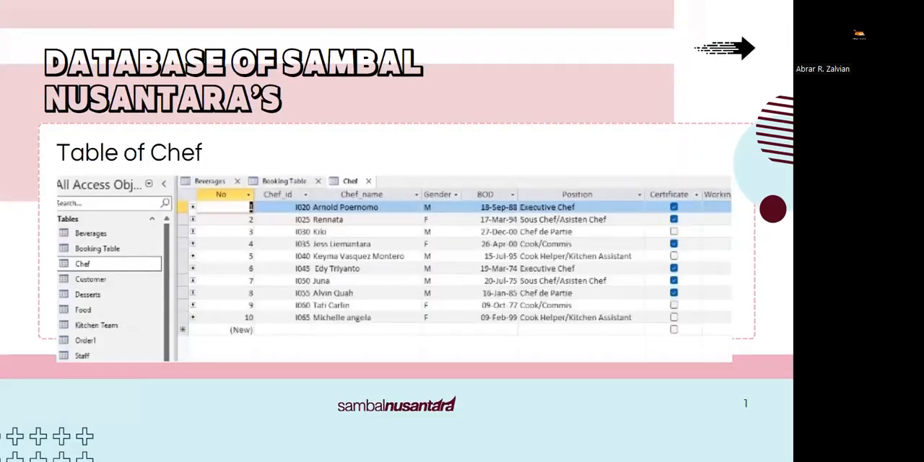Next slide. The third is table of chef. In chef data, we provide general data regarding chef biodata such as name, gender, birth of date, position, and certificate.